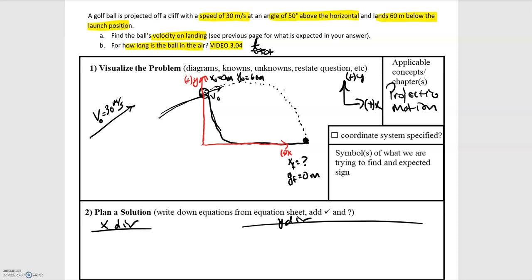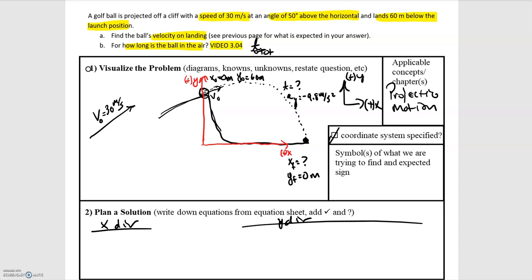We don't know how long the time takes, but we do know that the acceleration in the y direction, just like all projectile motion, is going to be negative 9.8 meters per second squared, assuming up to be positive. Now that we have our coordinate system specified and we started looking at our given values, the last given value that we haven't labeled is the initial velocity.